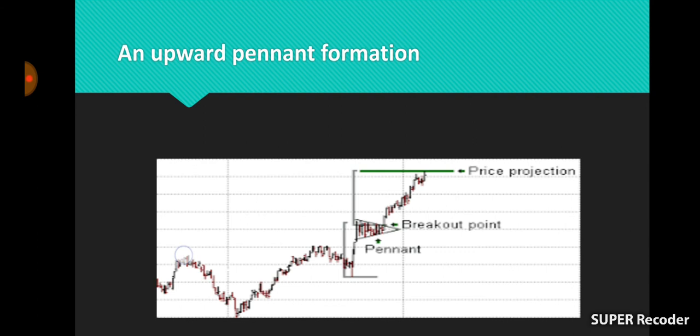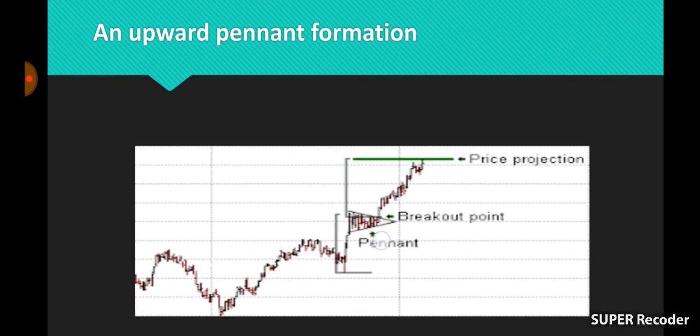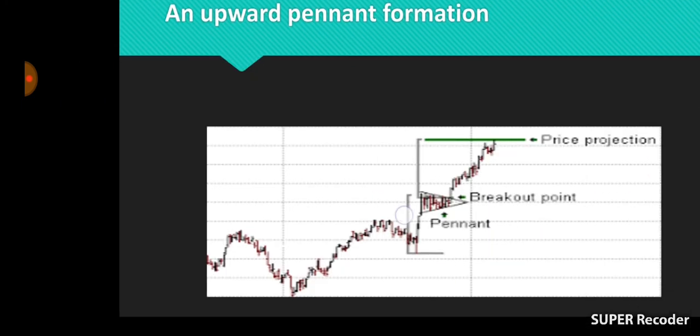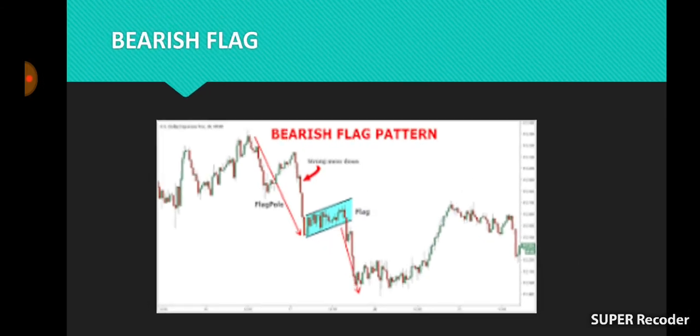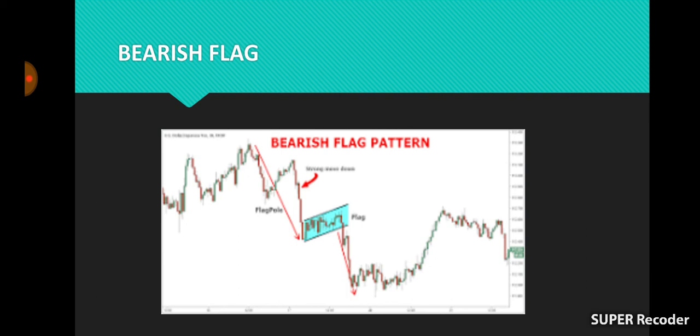That is, its trend lines are converging. And in the case of flag formation, it looks like a parallelogram with two parallel lines. So these are all about wedges and flags and pennants.